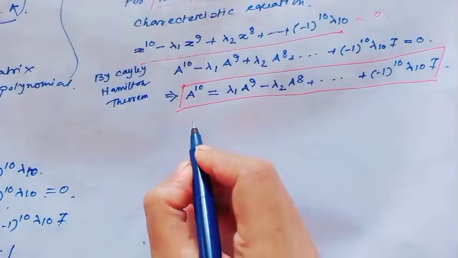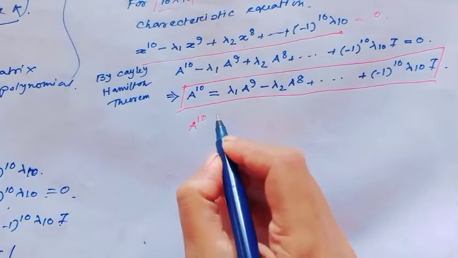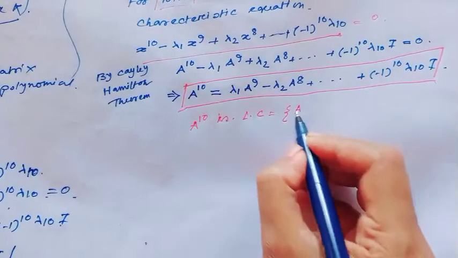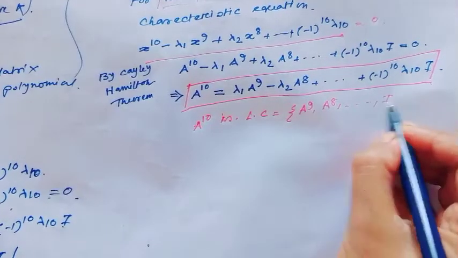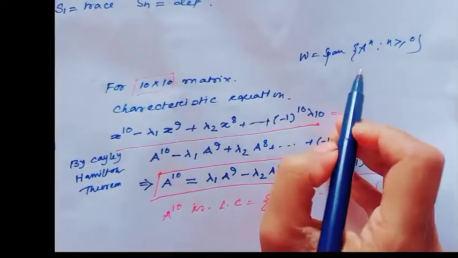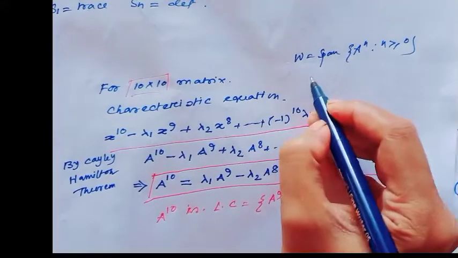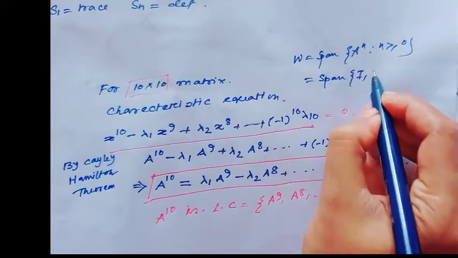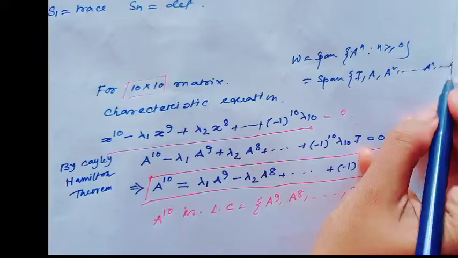That means by this expression we can tell A to the power 10 is a linear combination of the set A to the power 9, A to the power 8, and so on, identity. Okay, and since W is equal to the span of A to the power n, where n is greater than or equal to 0, that means W is spanned by identity, A, A squared, A to the power n, and this would continue.